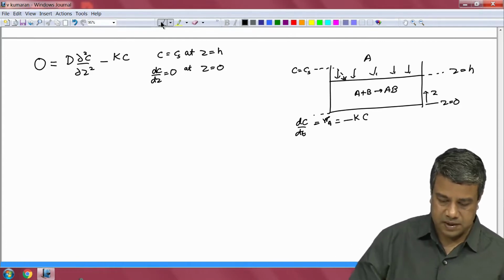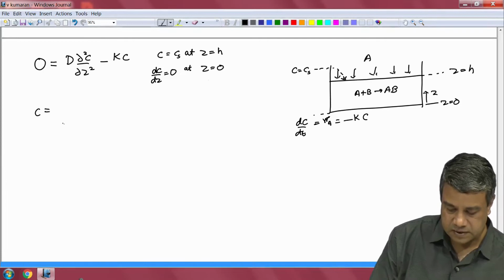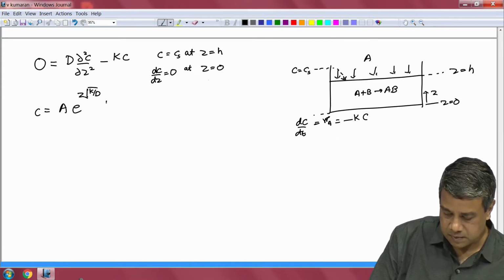The solution is quite easy. You can easily verify that this gives you an exponential solution, A times e power z root of K by D plus B e power minus z root of K by D.